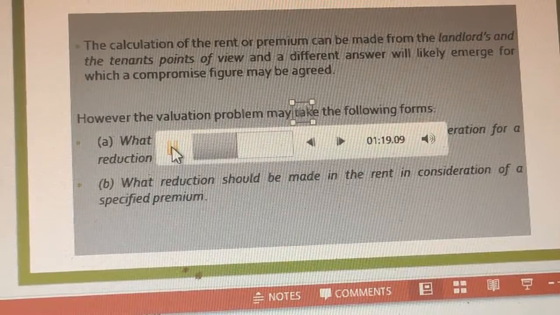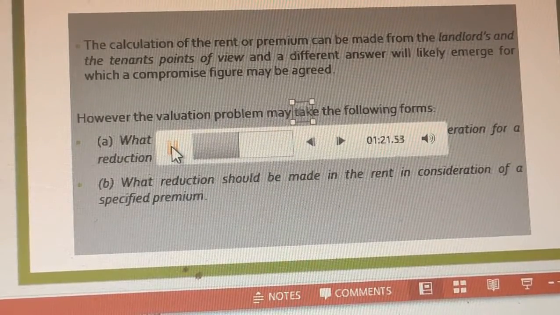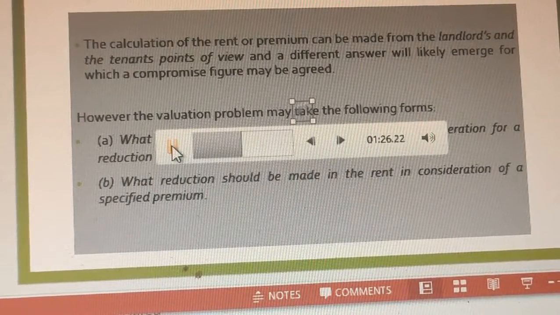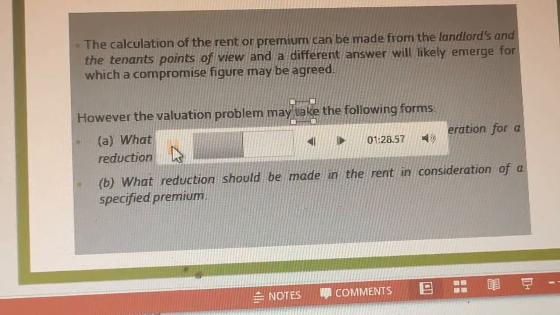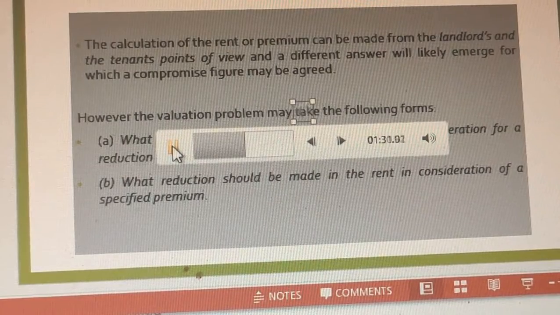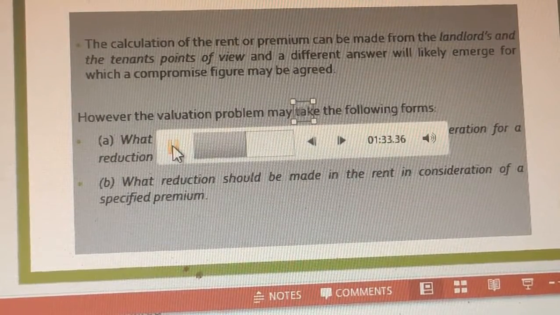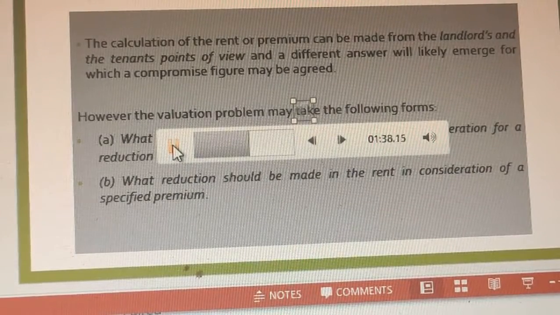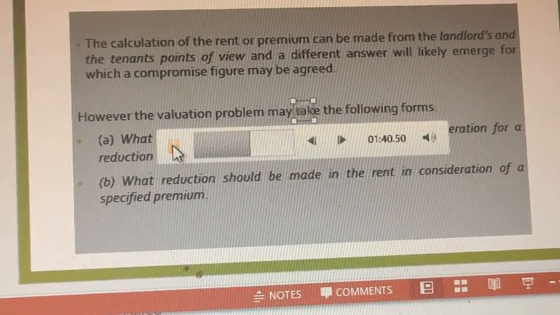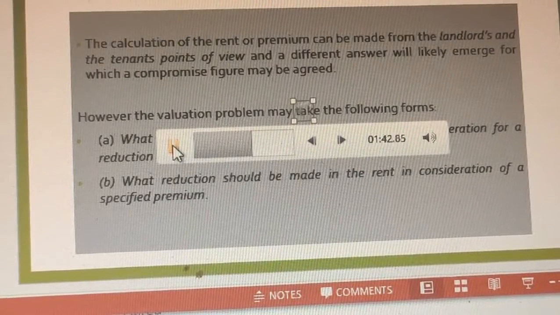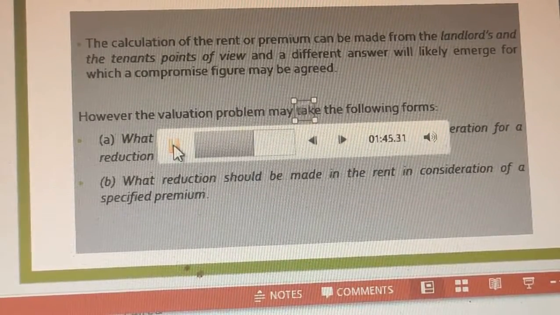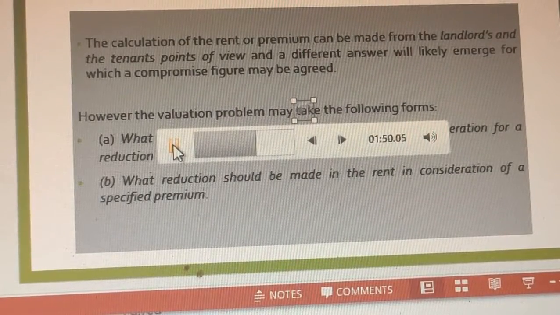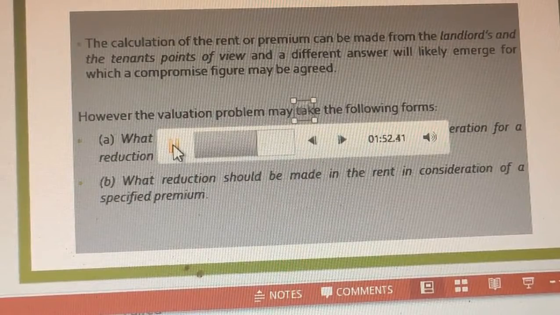If you are looking from the tenant's point of view, value from the tenant's point of view, because the tenant will be interested in reduction and the rent he is going to pay. The landlord will be interested in the premium. So in other words, what we are trying to say is that the valuation problem will take two forms. One, what premium should be paid by the lessee in consideration for a reduction in rent. This is likely to be from the landlord's point of view, because he's always looking at premium. What's the lump sum he's going to get?